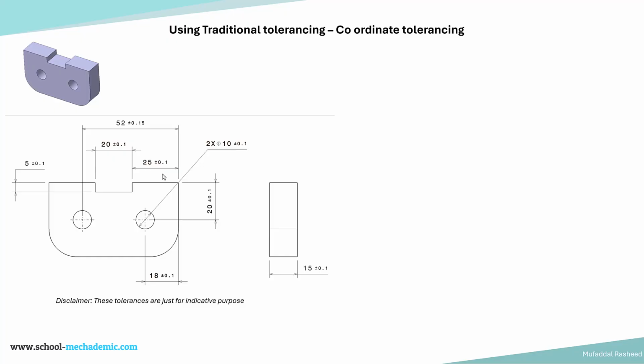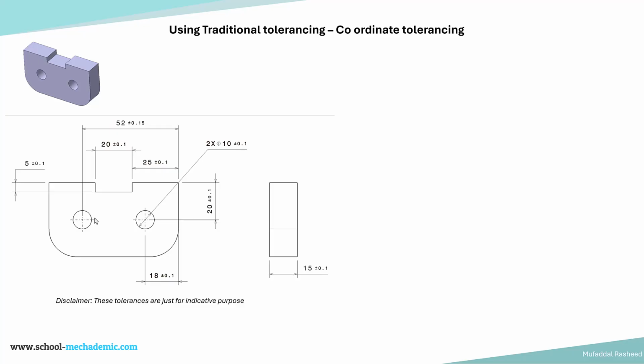So you can see that there is a dimension for the holes, the size dimension 2x 10 plus or minus 0.1. Then we are locating the two holes based on a point on the part, which is this point over here in this drawing. So we are taking a reference point on the edge of the component, and then we are locating the holes based on that edge. From this point we are locating these two holes. The location of this hole is 18, 20, and this hole is 52, 20, with the location or position tolerances given over here, plus or minus 0.15, plus or minus 0.1, plus or minus 0.1.